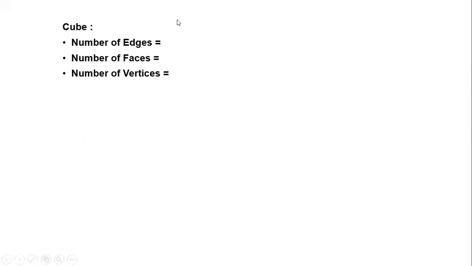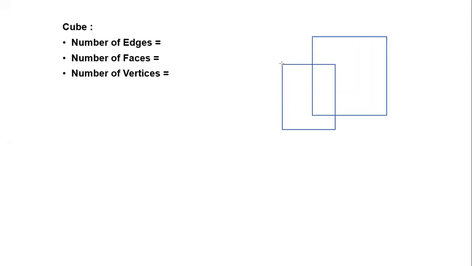Now, guys, we already told you the cube. Let me just quickly draw the cube again. In the cube, it's a perfect dimension. Length, breadth, and height are equal. That's the only difference between a cube and a cuboid. Now, if I take a cube, number of edges, number of faces, number of vertices.